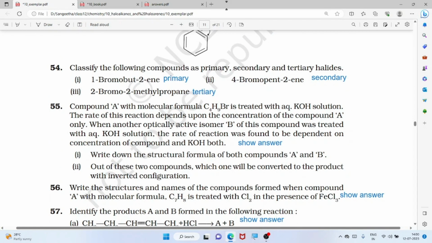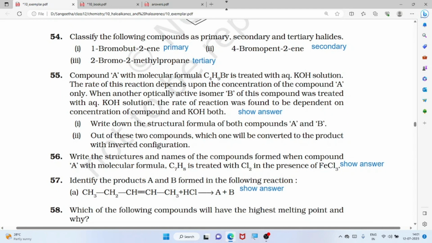Classify the following compounds as primary, secondary, tertiary halides. Okay, you have to draw that carbon structure, then you will see which is primary, secondary, tertiary. A compound A of the molecular formula is treated with... The rate depends upon the concentration of A only. So the concentration of A only, that is SN1.